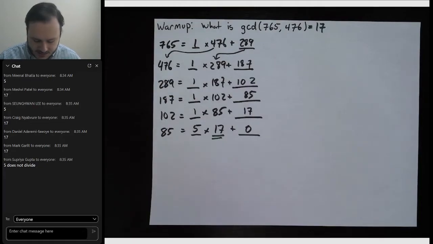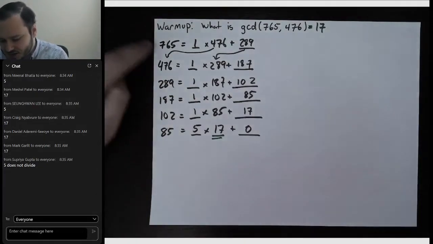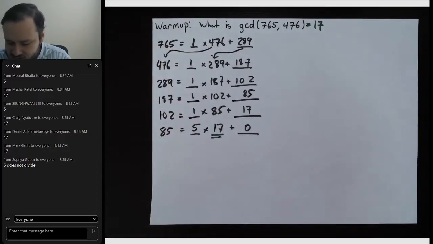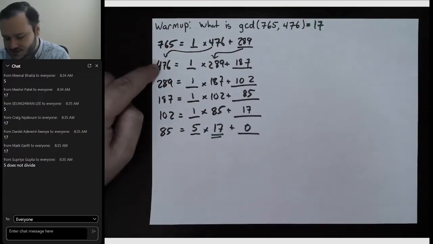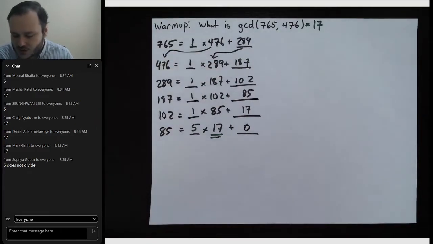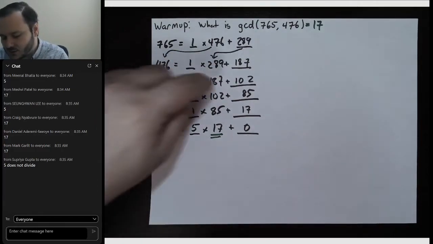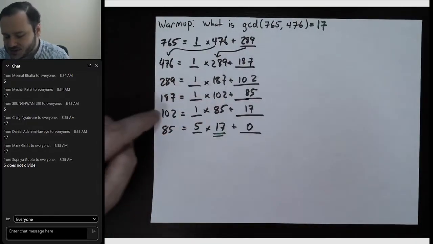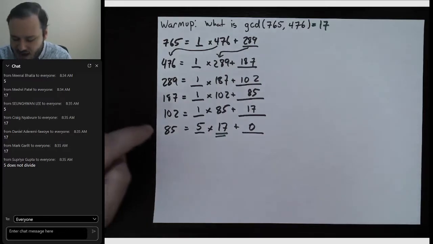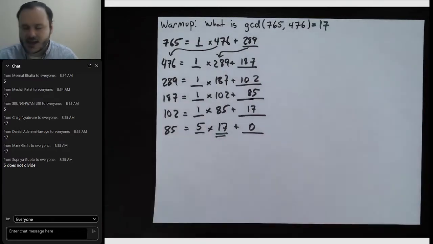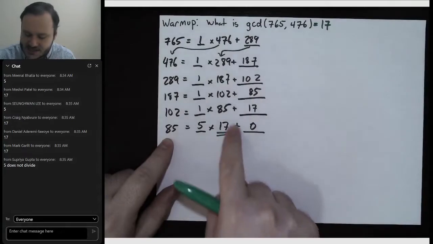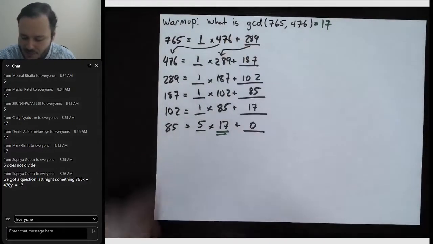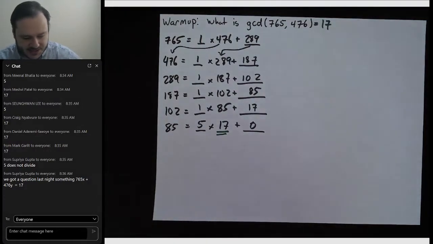And that's because what we're saying is the GCD of 765 and 476 is equal to the GCD of 476 and 289, which is equal to the GCD of 289 and 187, which is equal to the GCD of 187 and 102, the GCD of 102 and 85, the GCD of 85 and 17, and finally the GCD of 85 and 17 is 17. So that's where we stop and we go all the way back up, and 17 is our GCD there.